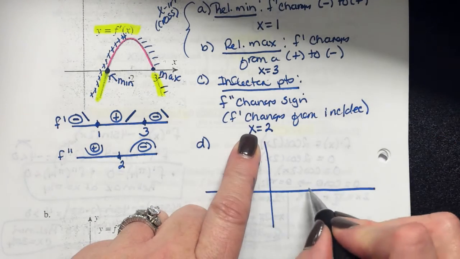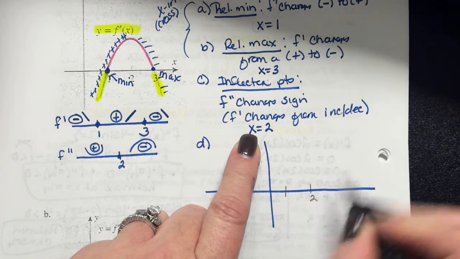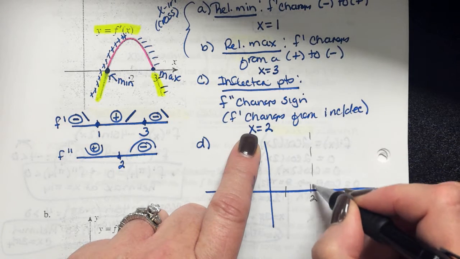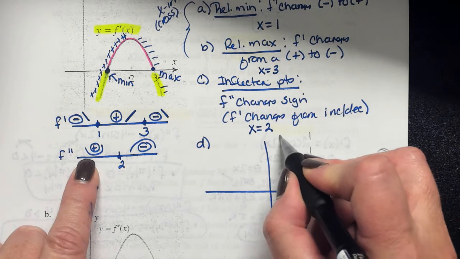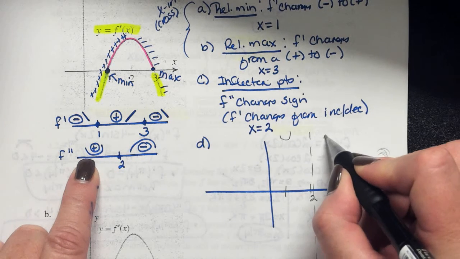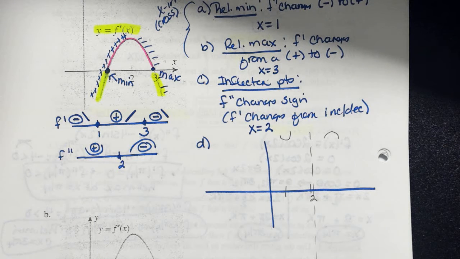So my inflection point's at x equals 2. What I like to do is represent where I'm going to change concavity with this light dashed line. You don't have to, but that's where I know my concavity is going to change. And I know that if x is less than 2, I'm concave up. Greater than 2, I'm concave down.